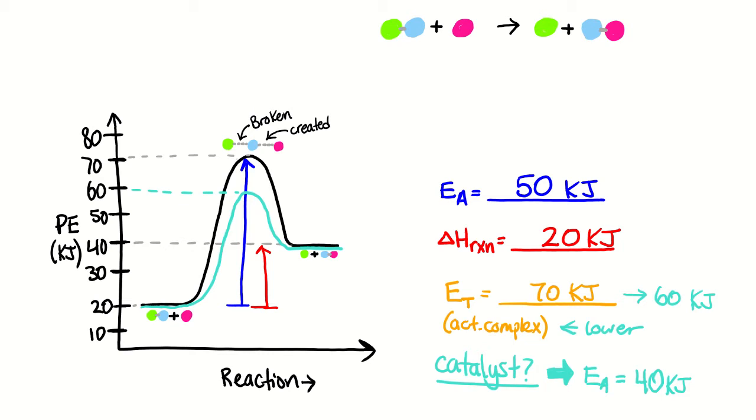Notice how the activation energy for both the forward reaction and the reverse reaction decreased. As a reminder, catalysts speed up both forward and reverse reactions by lowering the activation energy in both directions. It does not change the heat of the reaction. It still ends here, and it still starts here. Therefore, it is still a positive 20 kilojoules.